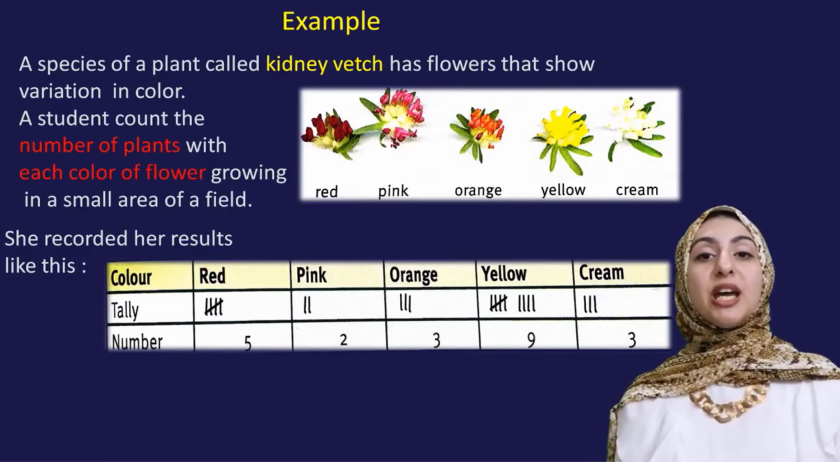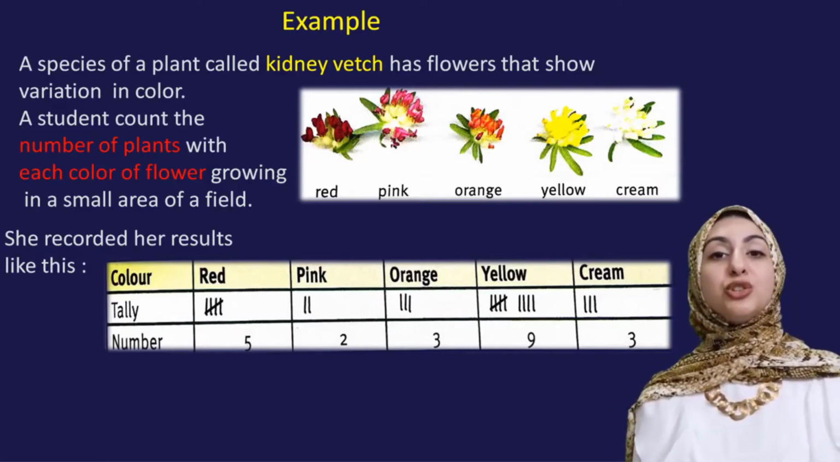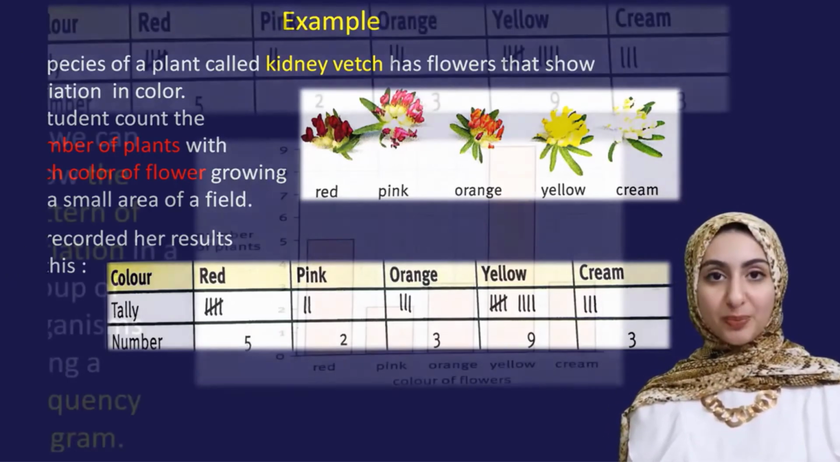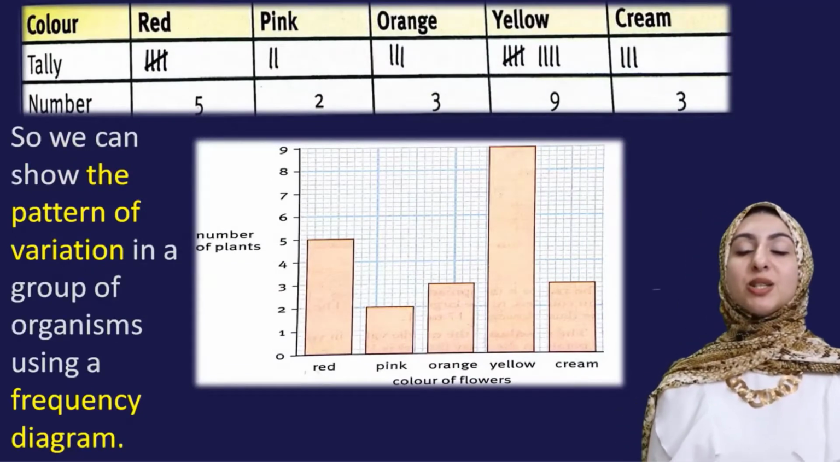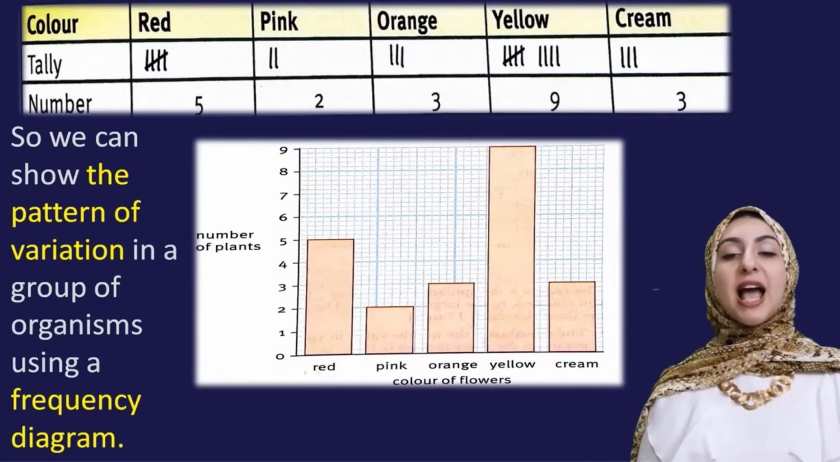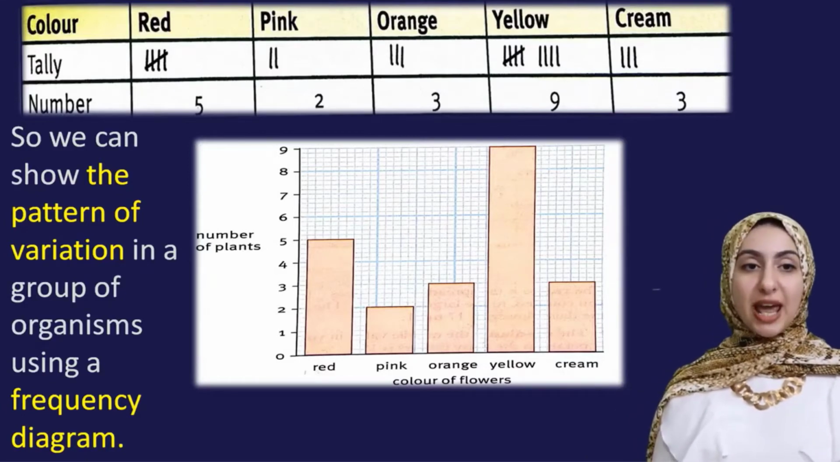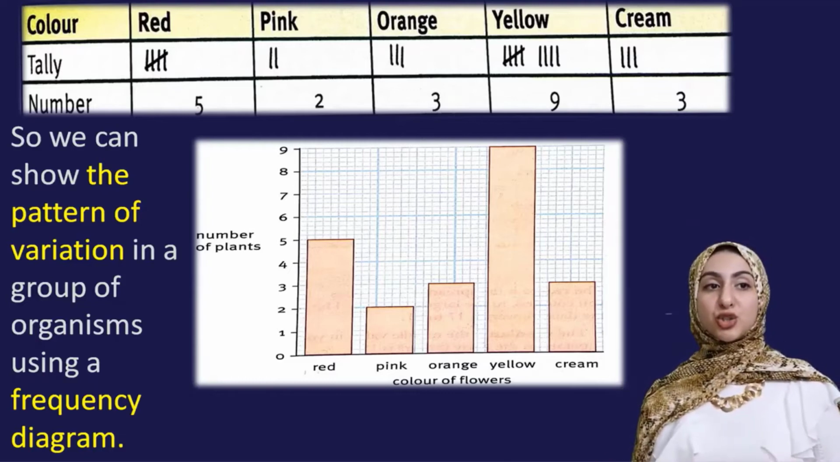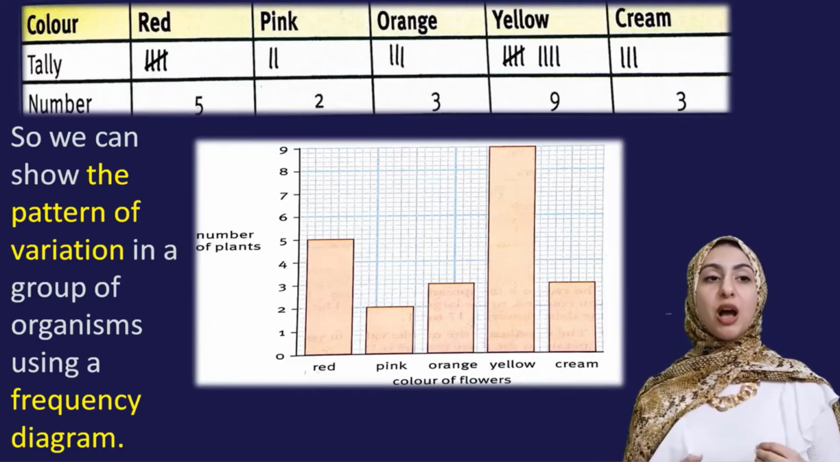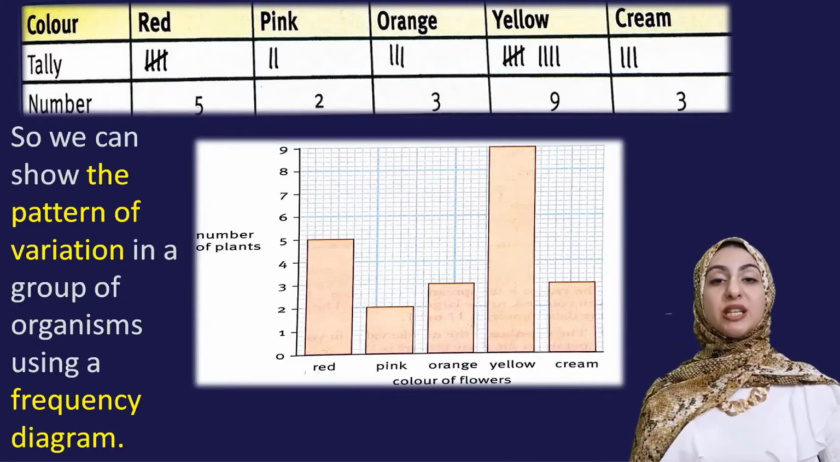After she finished her results table, she drew a diagram like this one. In this diagram, we have 2 axes. One axis represented the number of plants, and the other axis, which is the x-axis, represented the flower color. Here, we can show the pattern of variation in a group of organisms using a frequency diagram.